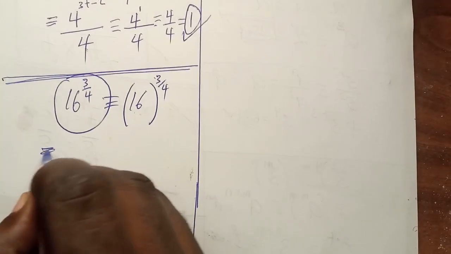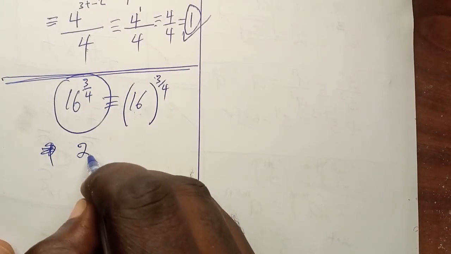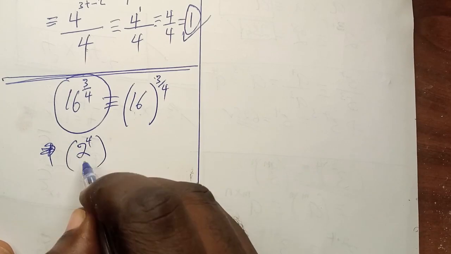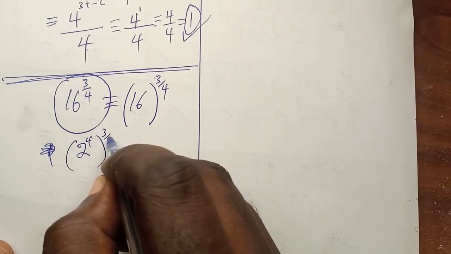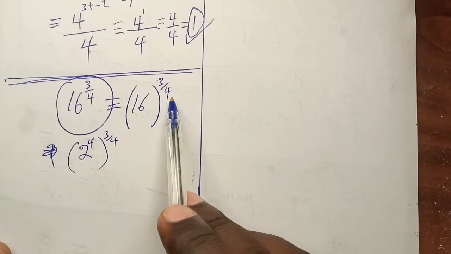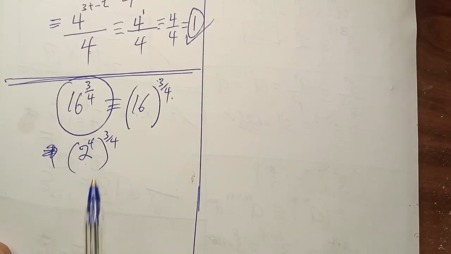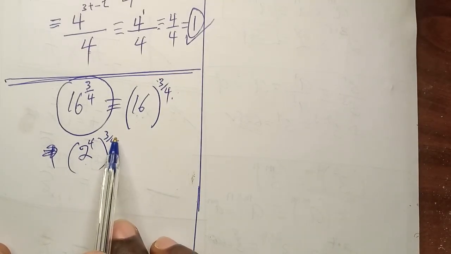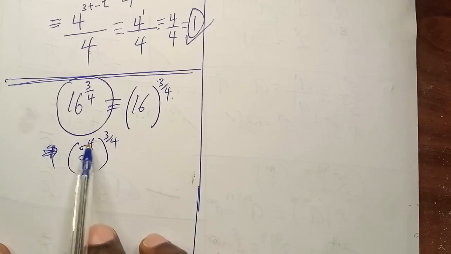Therefore, we can express this as 2 raised to the power 4, which is the same as 16, still having the power 3 over 4. In other words, it still has the same power, but we have just re-expressed it. But note that because this one is a power and this one is also a power, we can multiply their powers.